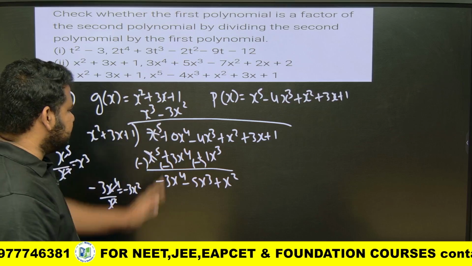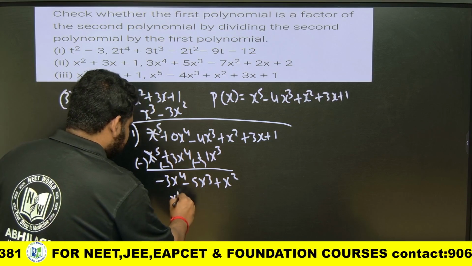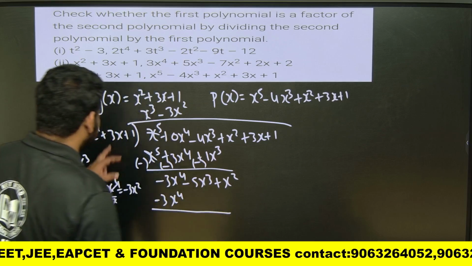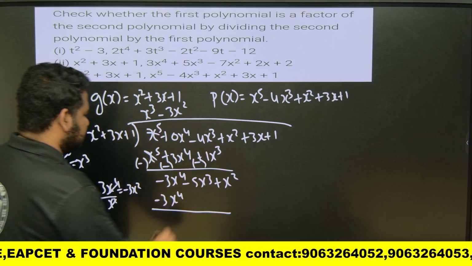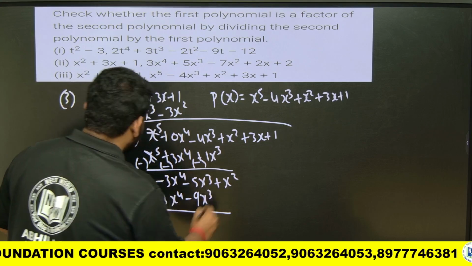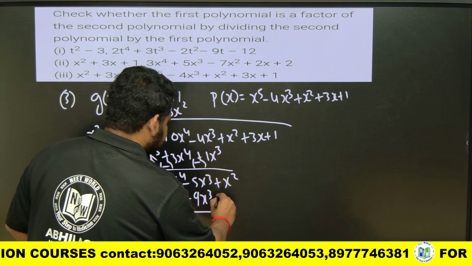So if I multiply, what do I get? x square into x square is x to the power of 4. Minus 3, this will be minus 3 only. What about this? 3 into 3 is minus 9. x into x square is x cube, plus 1 into minus 3x square is minus 3x square.